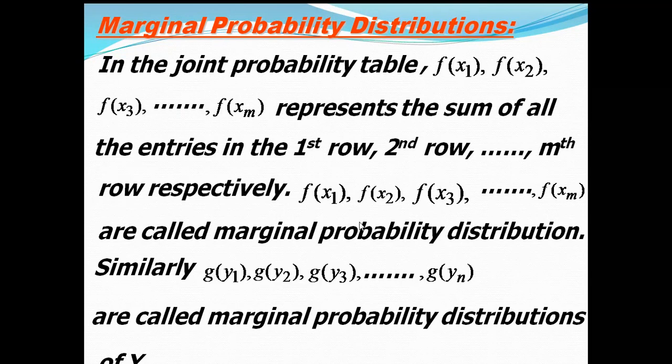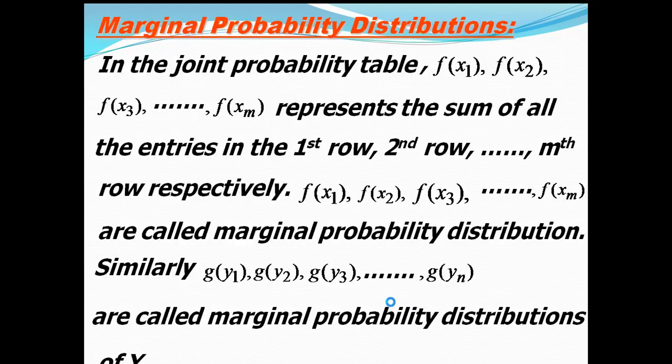So what is the marginal distribution of x and y? F of x1, f of x2, and so on, f of xm are called the marginal distribution of x, and g of y1, g of y2, g of y3, so on, g of yn are called the marginal probability distribution of y. To obtain f of x, the marginal distribution of x, we have to add all the entries in the first row, second row, and continuing so on. Adding all the entries in the first column, second column, and continuing so on, we obtain the marginal distribution of y.